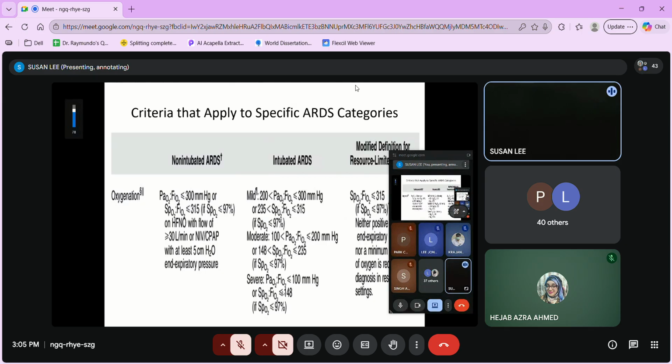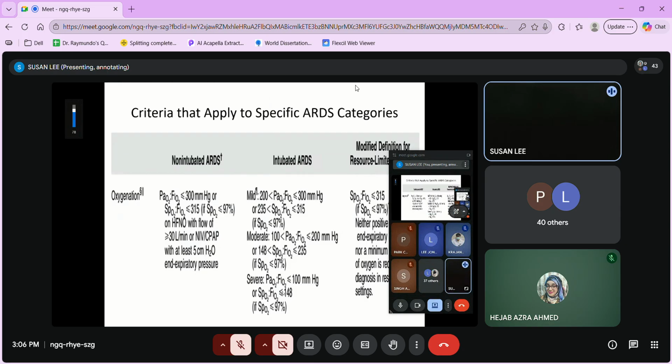So in mild, if the patient is not intubated, PF ratio should be less than 300, or an oxygen saturation to FiO2 ratio of less than 315 on high flow with a flow of more than 30 liters per minute, or using a non-invasive ventilator or CPAP with at least 5 cm water at end expiratory phase.